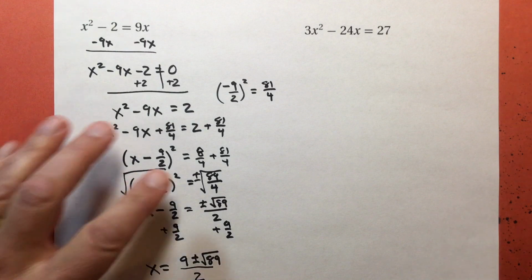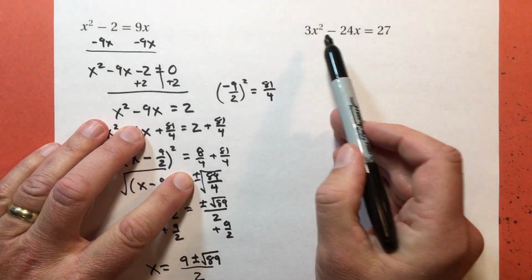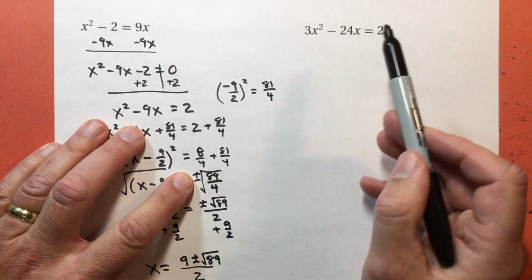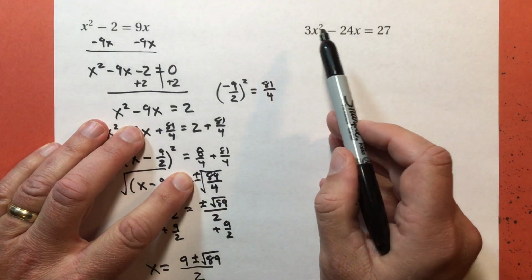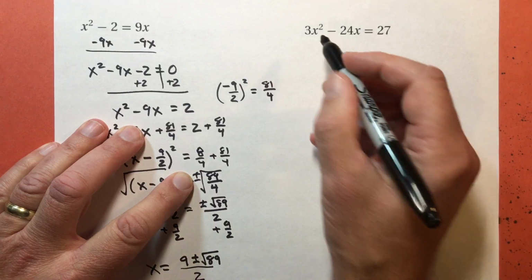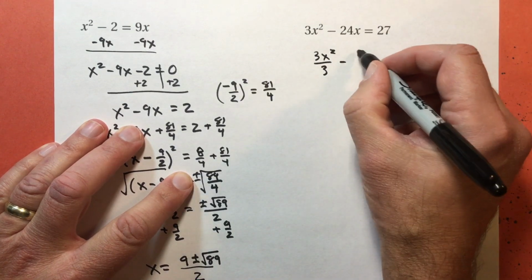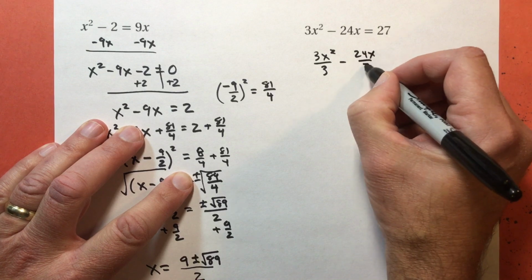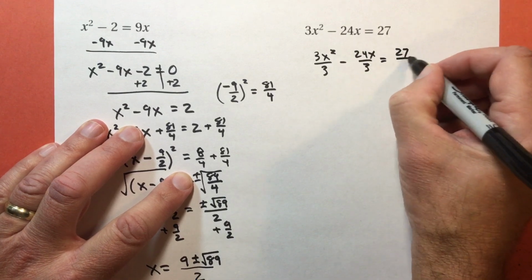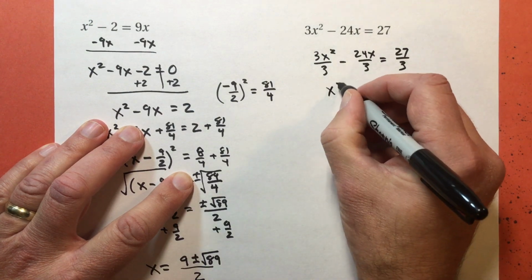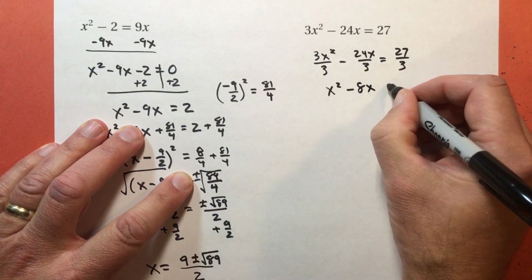All right, last problem in this video. I have my x squared and my x on the left side, I got my constant on the right side. Step 1's done. Step 2, I have a 3. I need to divide everything by 3. So I get 3x squared divided by 3, subtract 24x divided by 3 equals 27 divided by 3. Everything gets divided by 3. That gives me x squared, subtract 8x equals 9.